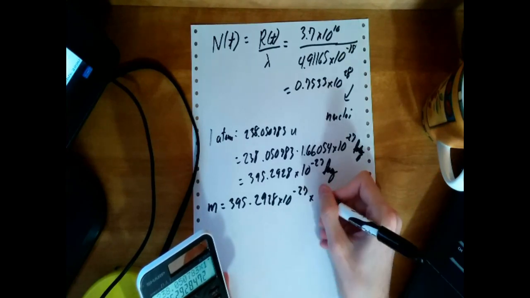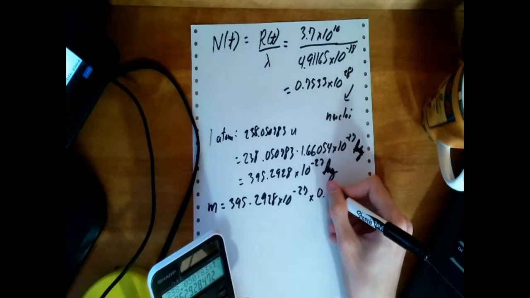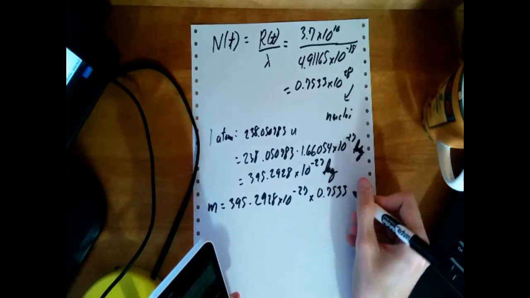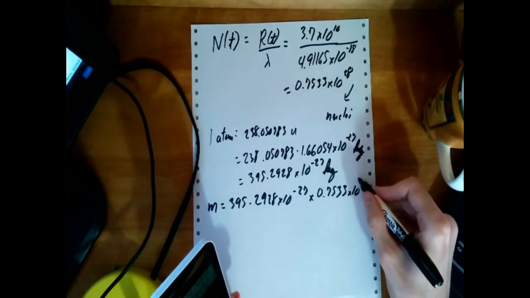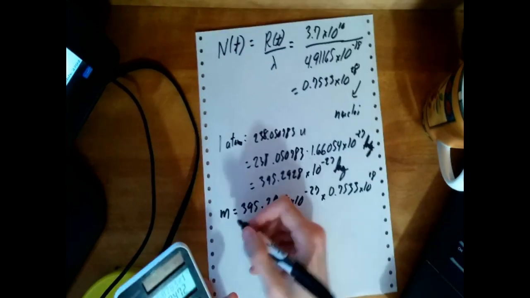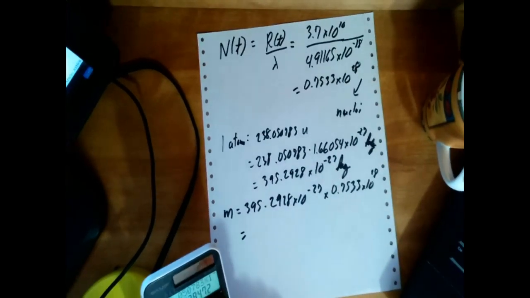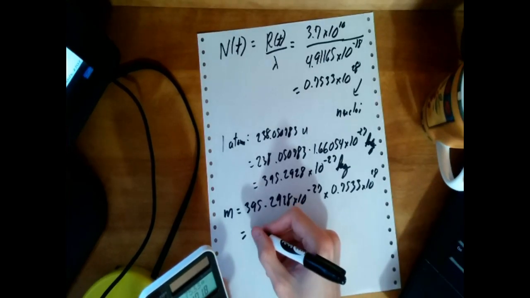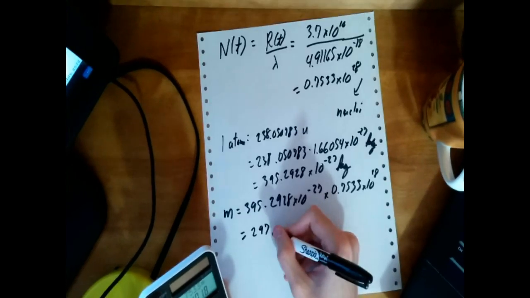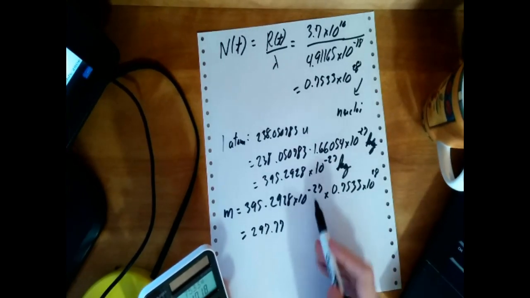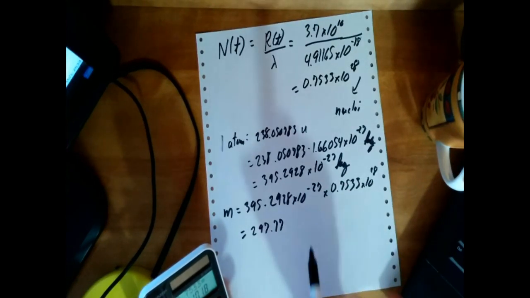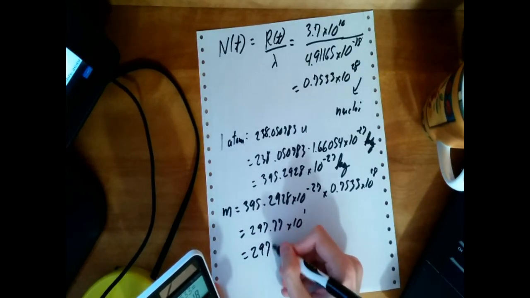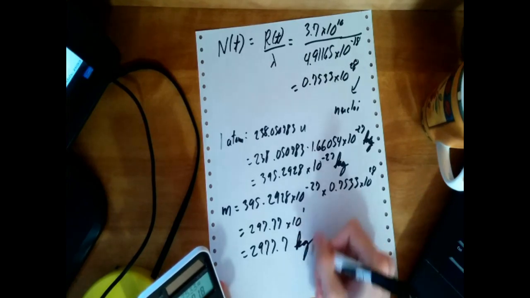Even though we have a very large number of atoms, each of them is very light, so we won't get an extravagant mass. Well, at least not that extravagant. I'll just multiply the numbers times 0.7533. I'll still say it will be close to a ton. This times 28 minus 27 is 10 to the 1. This will be kilograms.